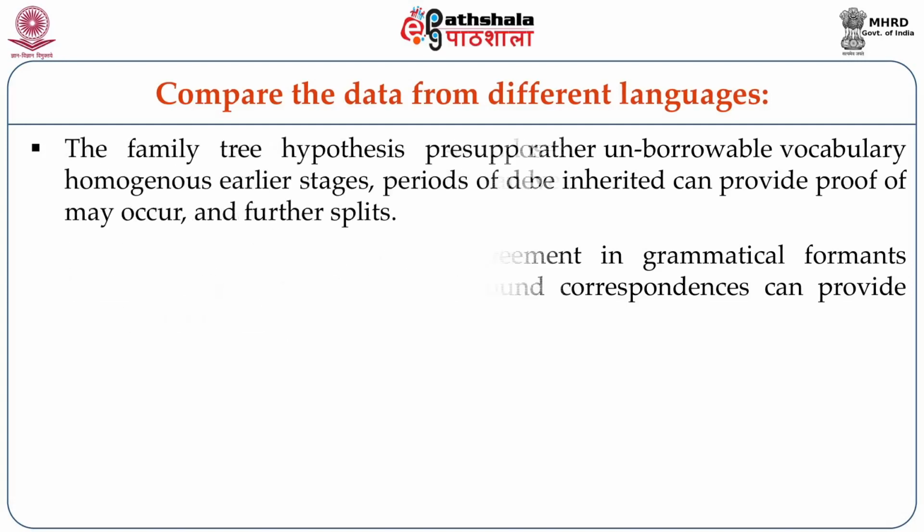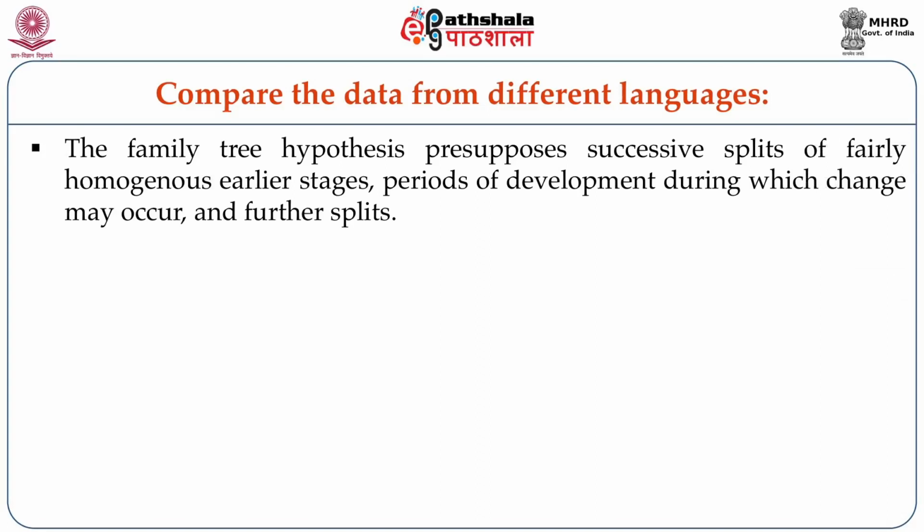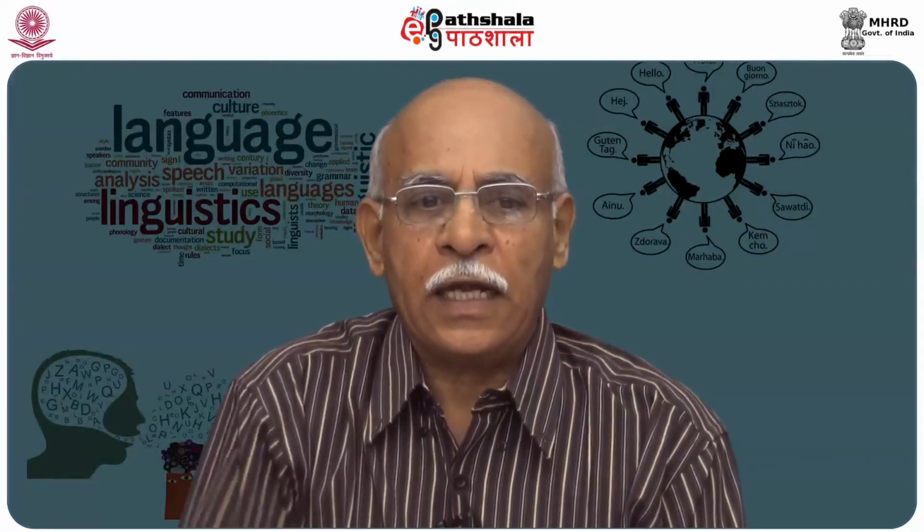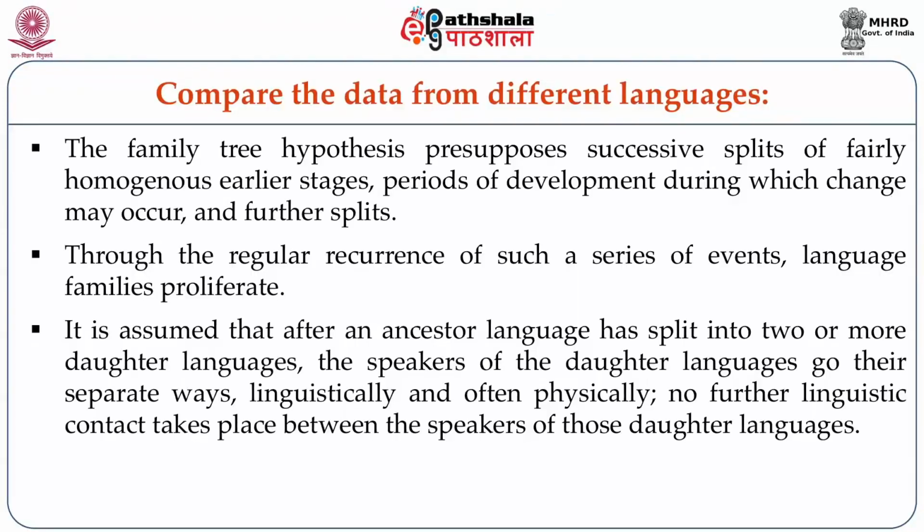The family tree hypothesis presupposes successive splits of fairly homogeneous earlier stages, periods of development during which change may occur, and further splits. Through the regular recurrence of such a series of events, language families proliferate. It is assumed that after an ancestral language has split into two or more daughter languages, the speakers of the daughter languages go their separate ways linguistically and often physically. No further linguistic contact takes place between the speakers of those daughter languages.